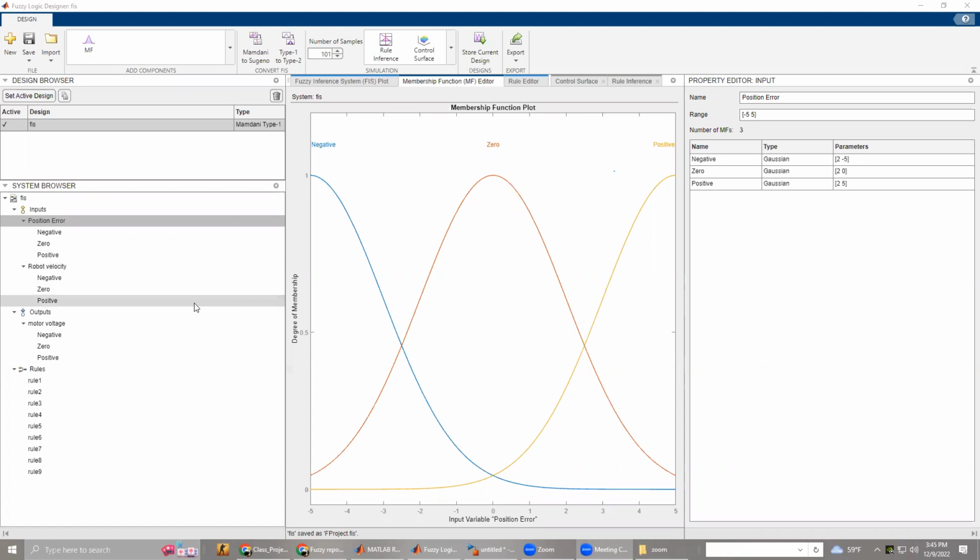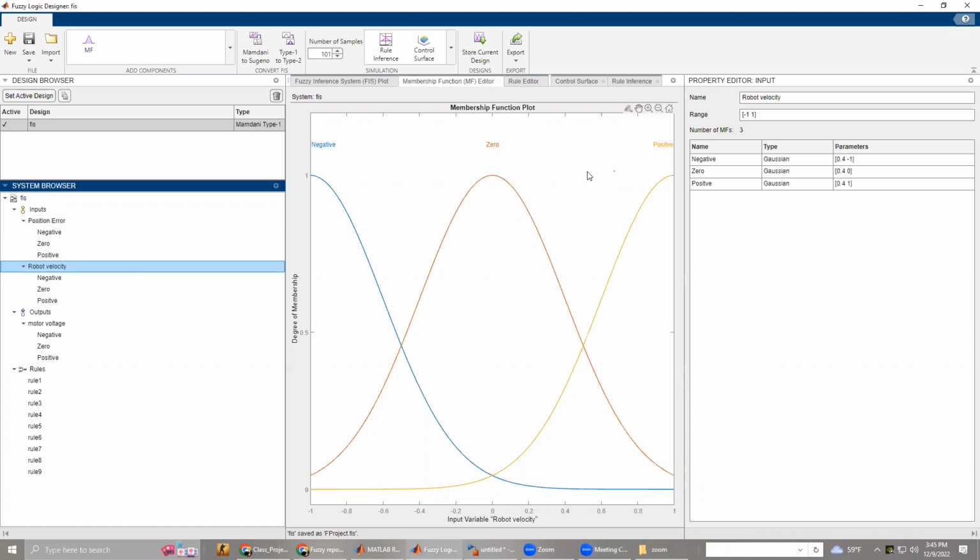Moving on to our next input, we have robot velocity. Similarly, the blue line describes that the robot is moving farther away from the target. The red line describes the robot is staying still, and the yellow describes that the robot is moving toward the target.